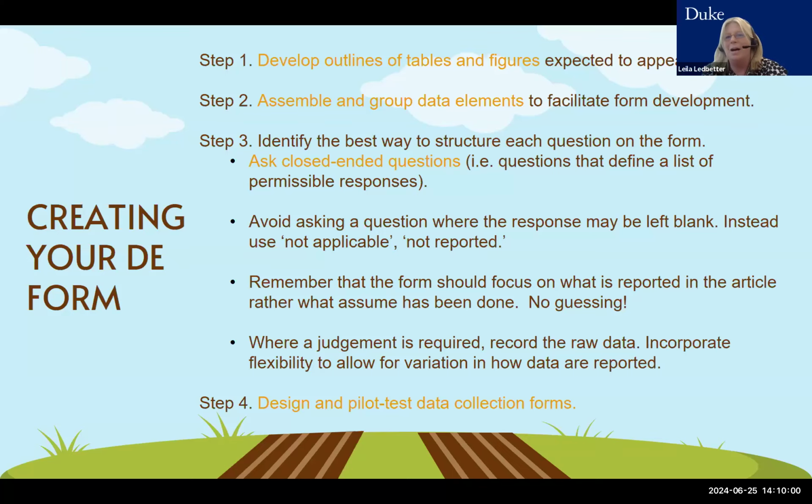And then finally, I'm not a math person. You do not want me to do math calculations in my data extraction form. So anytime there's a judgment required or a calculation or something like that, have them record the raw data and do that calculation later. This also allows for some variation in how that's reported. So for example, if one paper reports in millimeters and another one reports in centimeters, you at least know that, and you can make those conversions later on, but don't have your data extractors do it. It slows it down, and they could make mistakes.